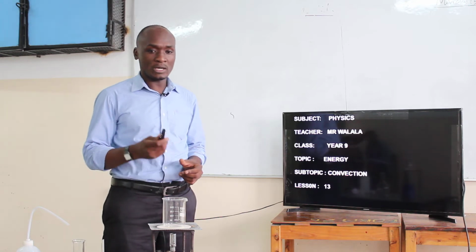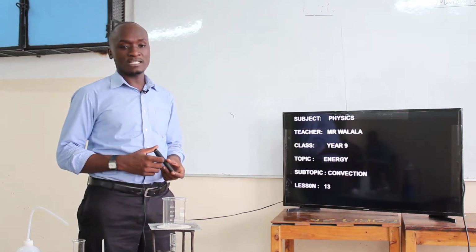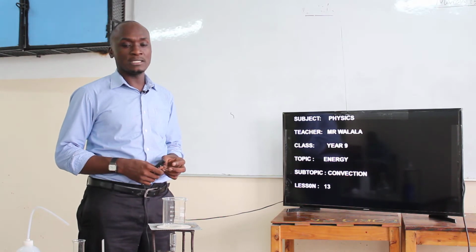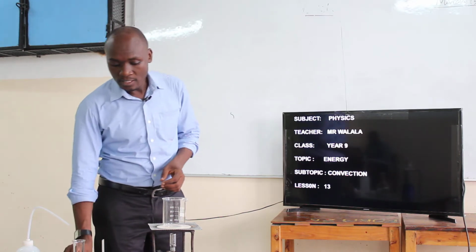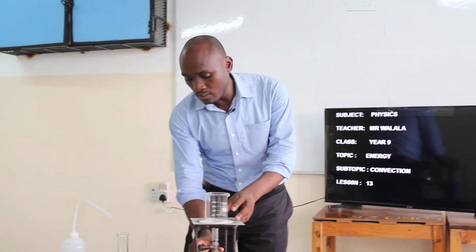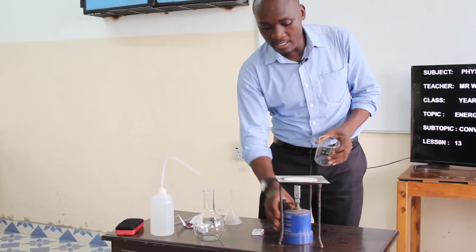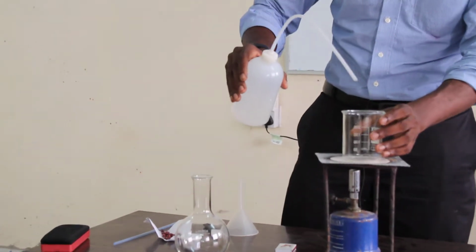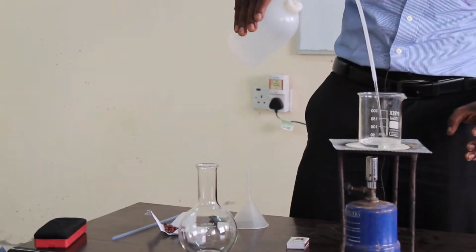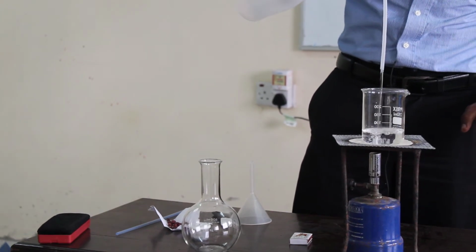This time round we are going to talk about convection, which is the second mode of heat transfer, basically in fluids and liquids. We don't expect convection to happen in solids. But before that, I want us to have a small demonstration here. So I have a beaker, a burner, a tripod stand, and a wire gauze. I just want to do a small experiment so that we see what's going to happen.